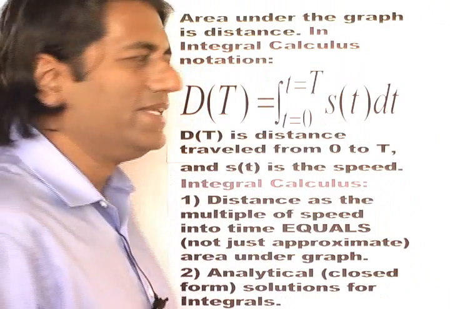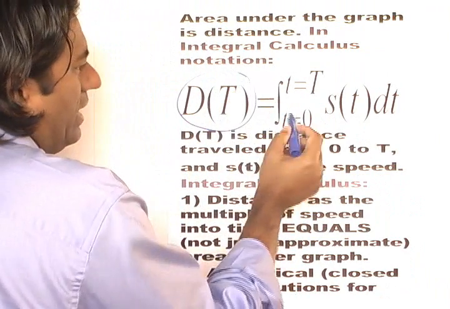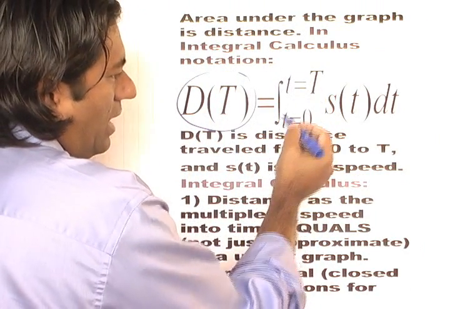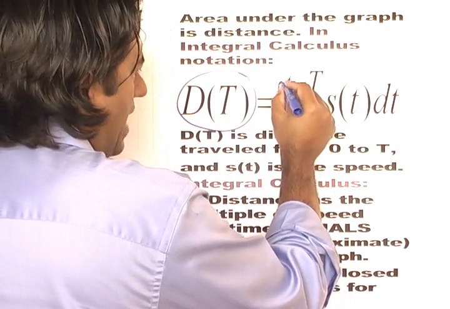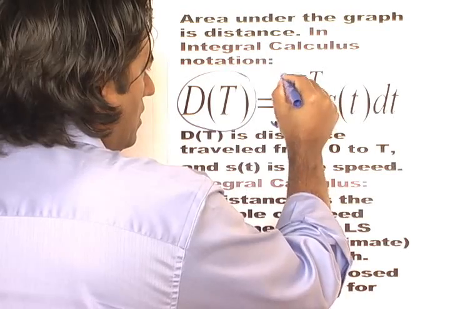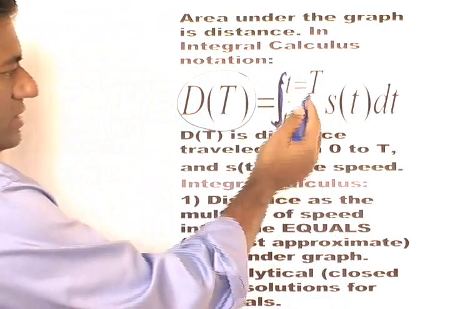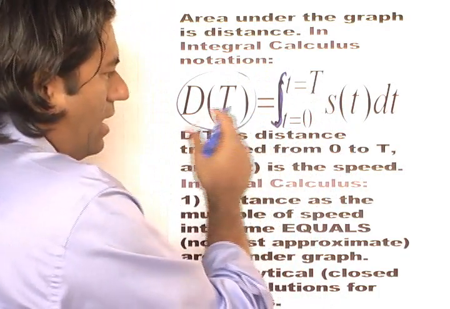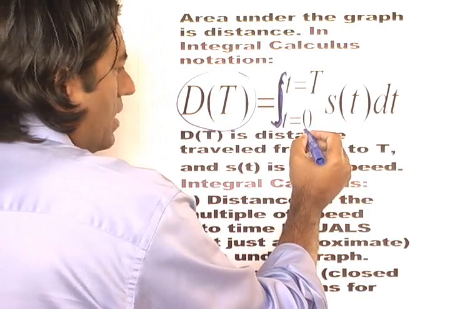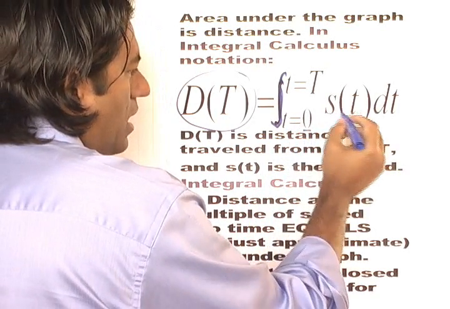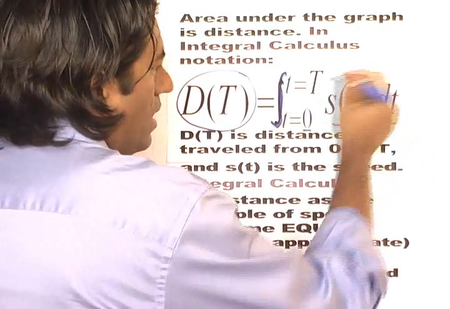So in integral calculus notation, this is the notation for integral, and you can see it's actually kind of like a stylized s. So this is the integral notation. Distance traveled at time t from time 0 equals the integral of speed into distance.